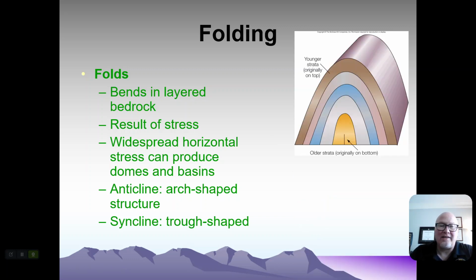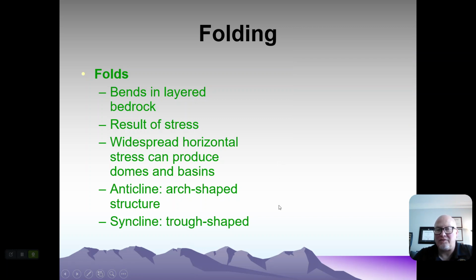So it works something like this. We have anticlines and synclines. Anticlines are when we have the arch shape of the fold, and synclines are when we have the trough shape. So a syncline would be down here. So anticlines and synclines are part of folded mountains.